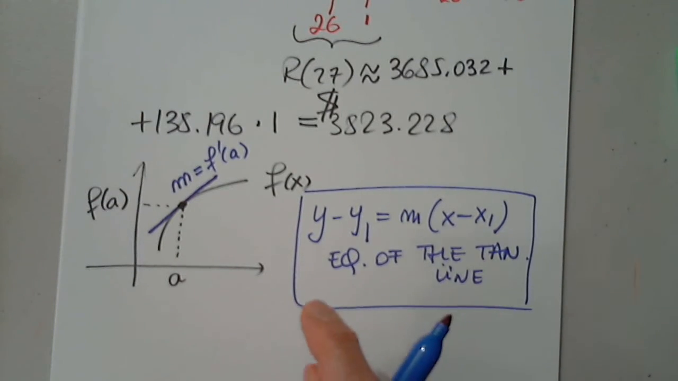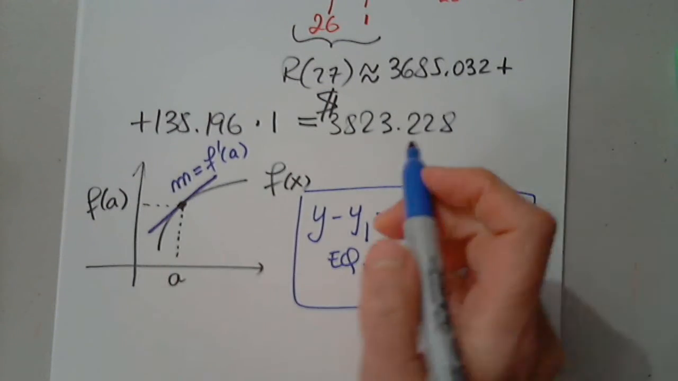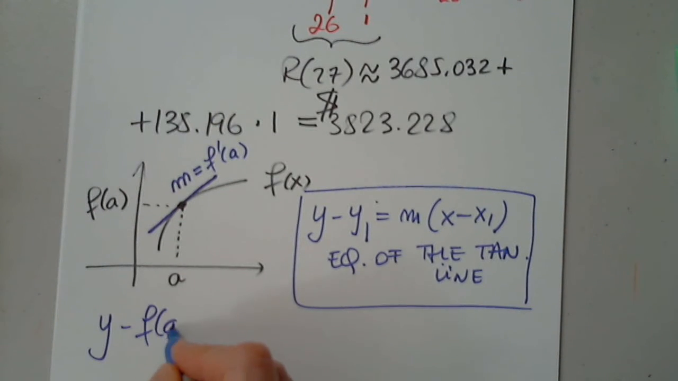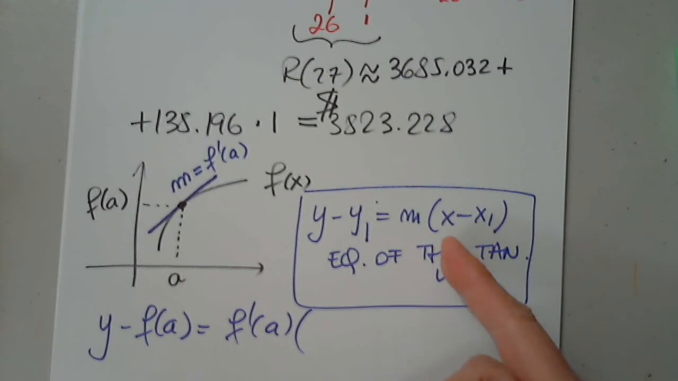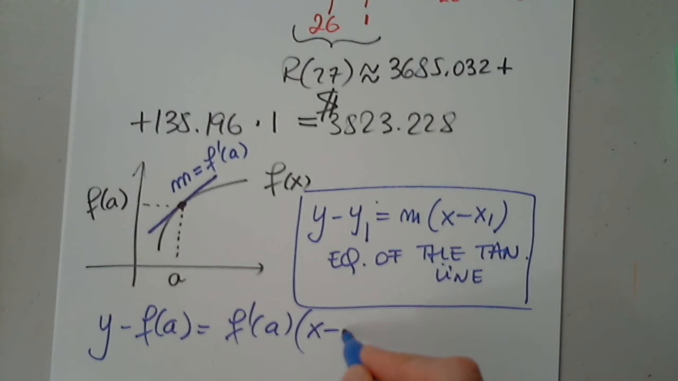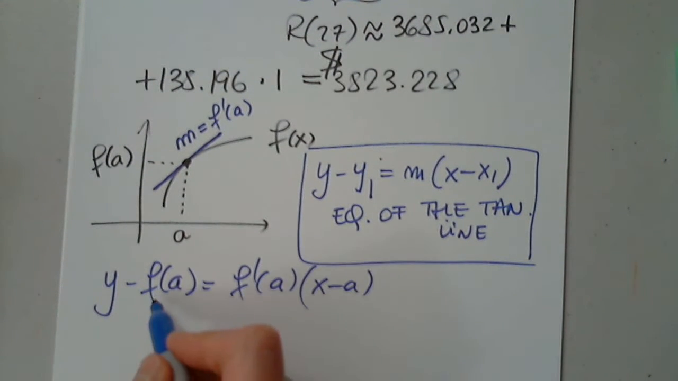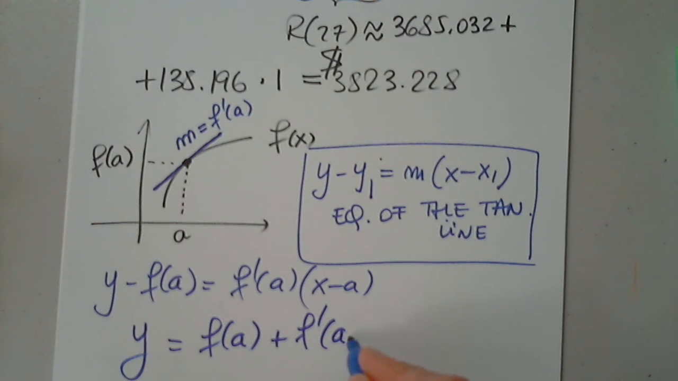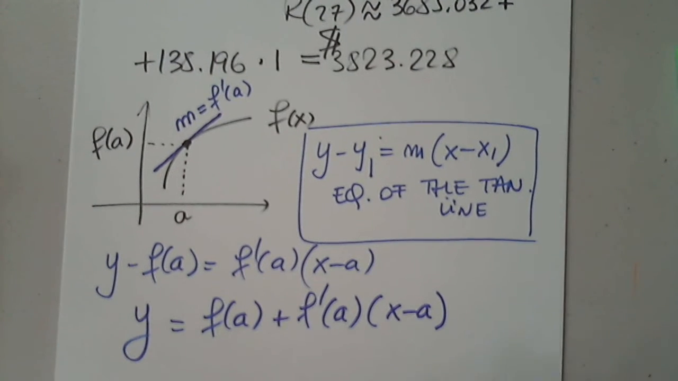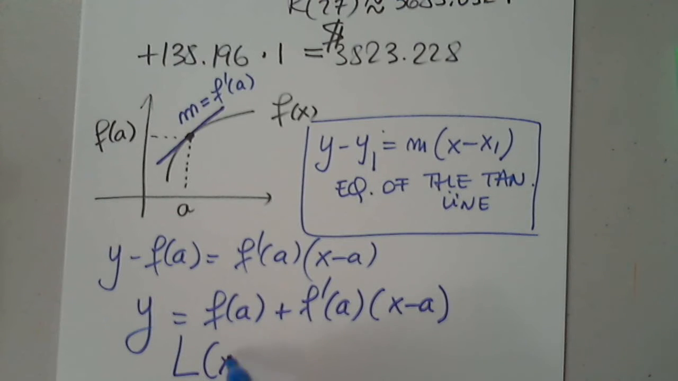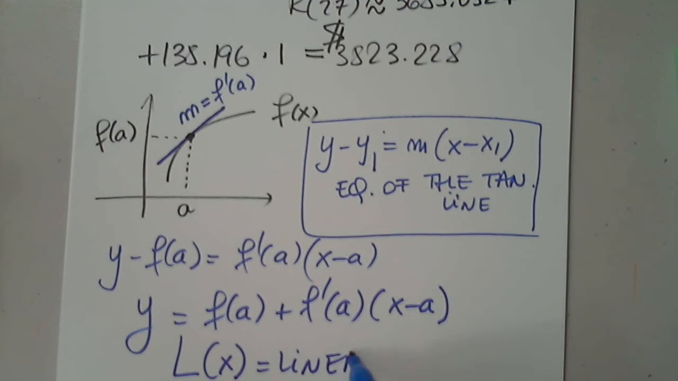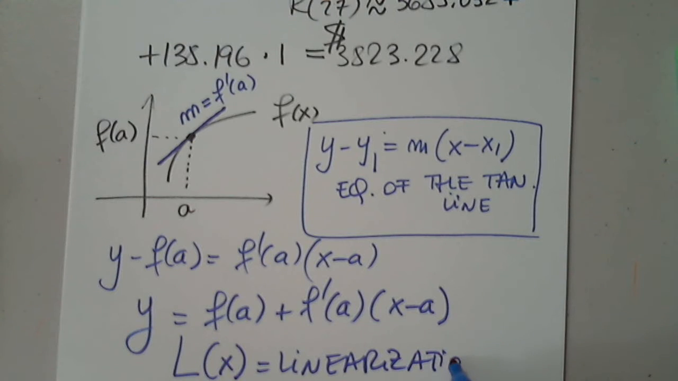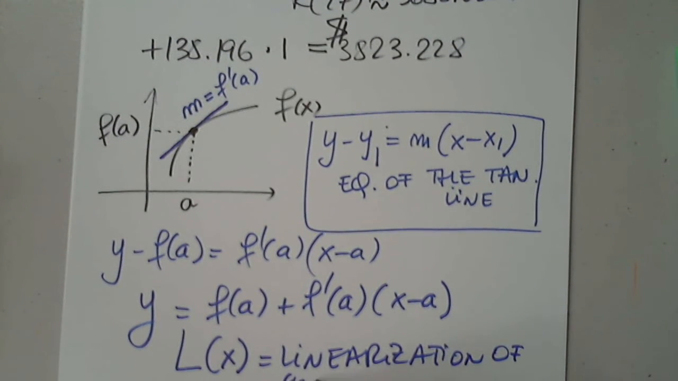Where y1 is f of a, so y minus f of a equals the slope, which is f prime of a, times x minus x1, which is x minus a. Again, same idea. I'm going to move f of a, so y equals f of a plus f prime of a times x minus a. This is called L of x, the linearization of f of x near a.